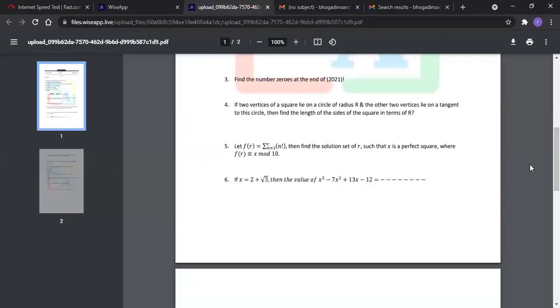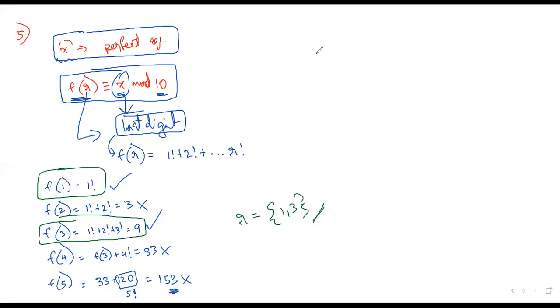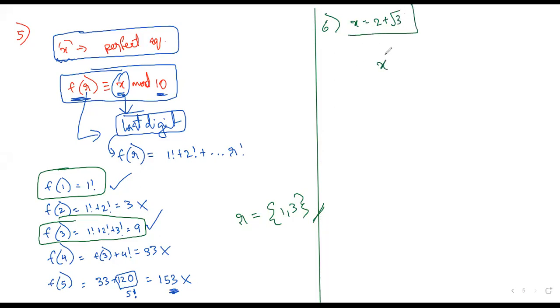Sixth question. Sixth question is asking: if x is equal to 2 plus root 3, then find the value of this expression, x cubed minus 7x squared plus 13x minus 12. Okay. So most of the students tried substituting it, but I think many of you must have realized that it's not a good idea to substitute. But there is another approach. There are a few approaches. I'll be doing this question with one particular approach.